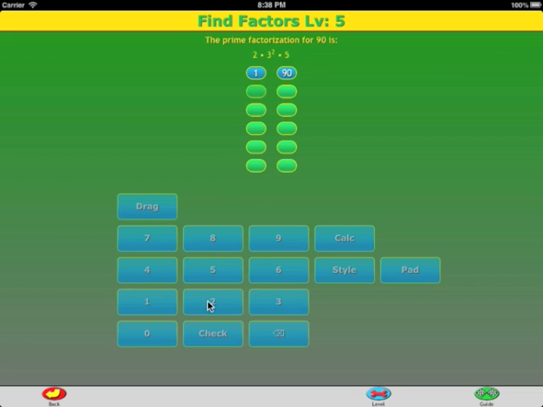2 is in the prime factorization. 3 is in the prime factorization. 4 is not in the prime factorization because 4 is 2 squared. 5 is in the prime factorization. 6 is 2 times 3, so it's in the prime factorization. 7 is not in the prime factorization. 8 is not there. 9 is 3 squared, so it is in there.